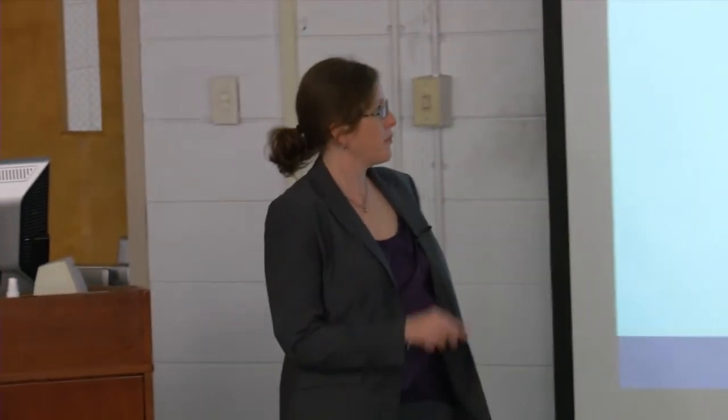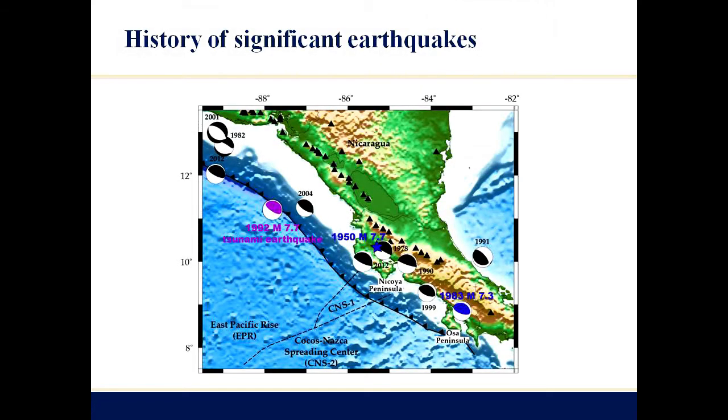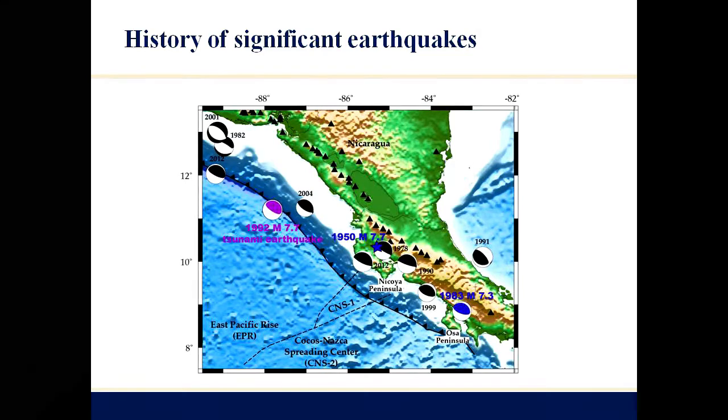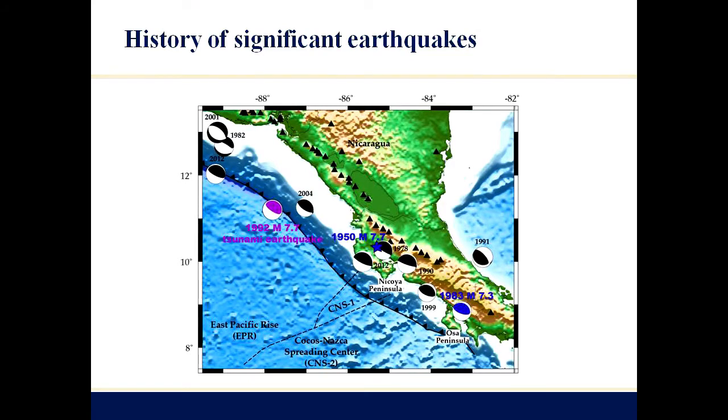All right, so here's a blow up of our study area. Again, here's the East Pacific Rise crust. Here's this Cocos-Nazca crust. You can see already that the East Pacific Rise crust is a lot smoother than the Cocos-Nazca crust. There's actually a change in ridge orientation. So we have two little pieces of Cocos-Nazca related material subducting off of Costa Rica.